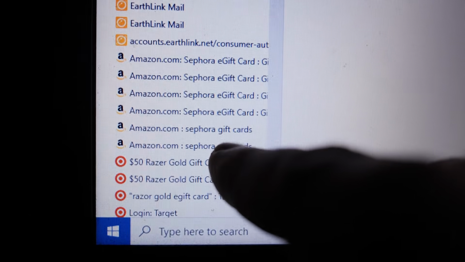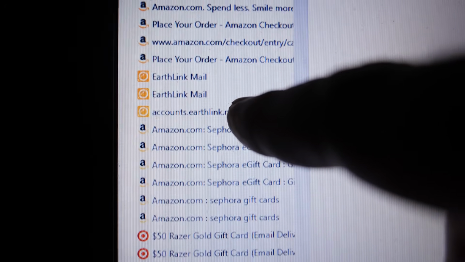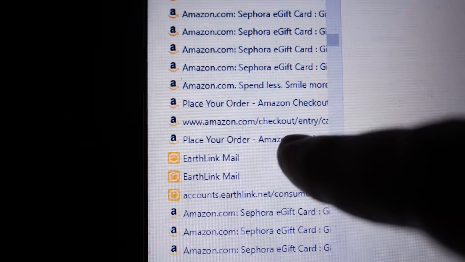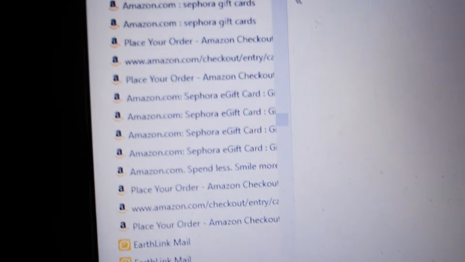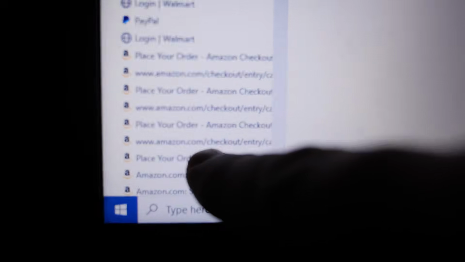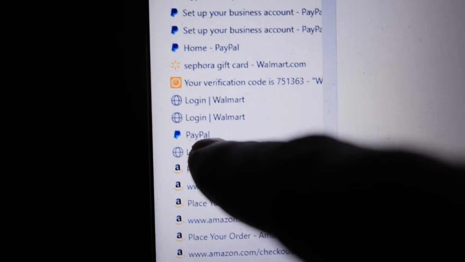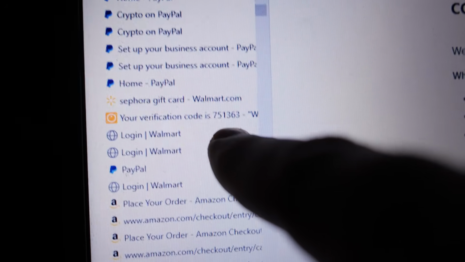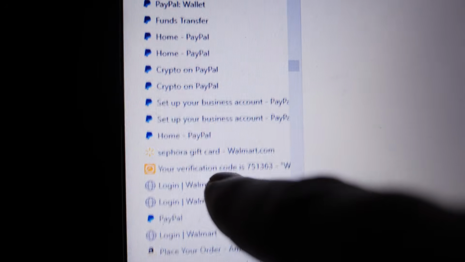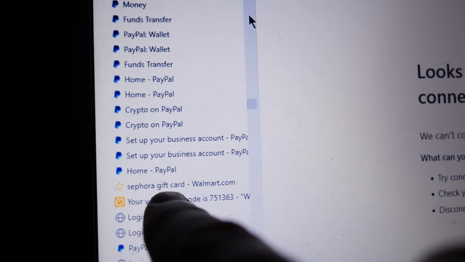They go to Amazon. They use Sephora gift cards. They go to the person's mail, probably to verify the account, place your order, and they use their stored payment methods to just buy a whole bunch of Sephora gift cards. And this is the scammer working with their computer when they're not touching it. So look at that. They go to Walmart, they go to PayPal. Look, there's where they receive a 6-digit verification because they've hacked the email because they're on the computer that they use to log in the email. So they can just do it straight through the computer. They don't even need the email password.